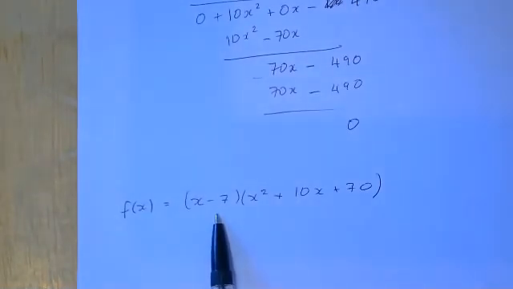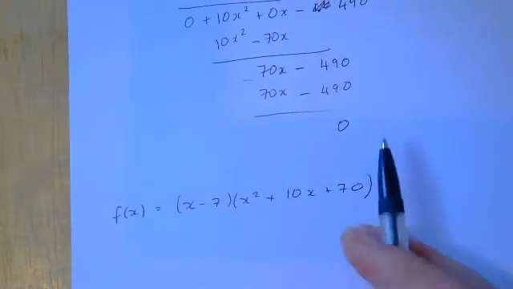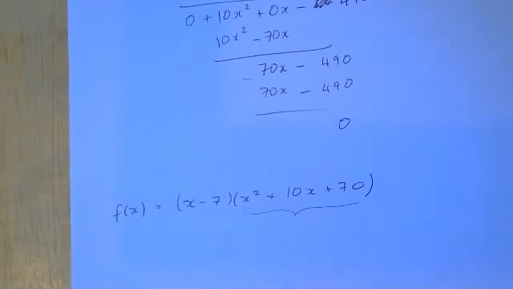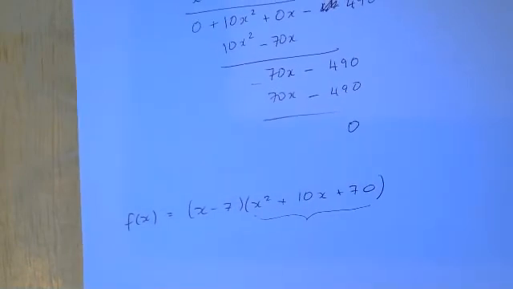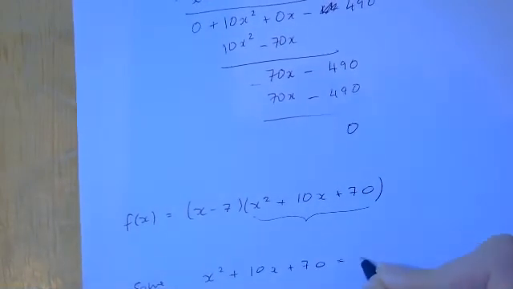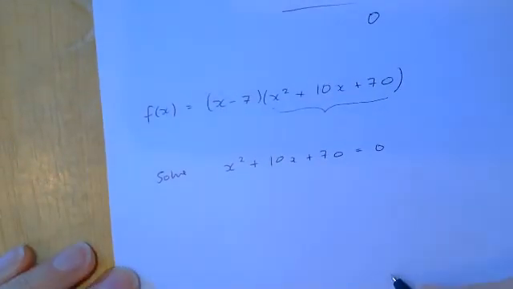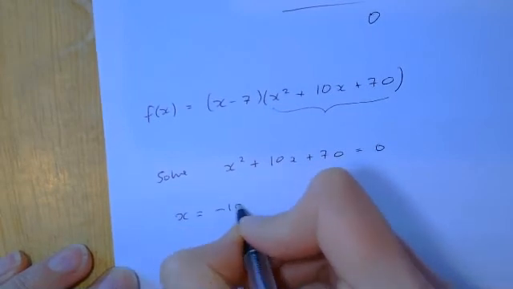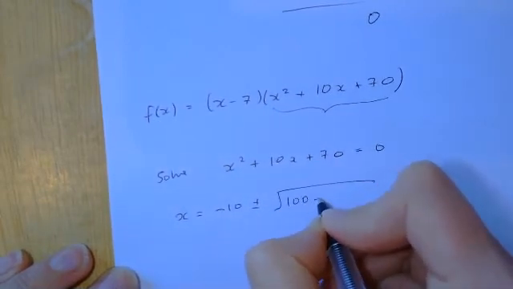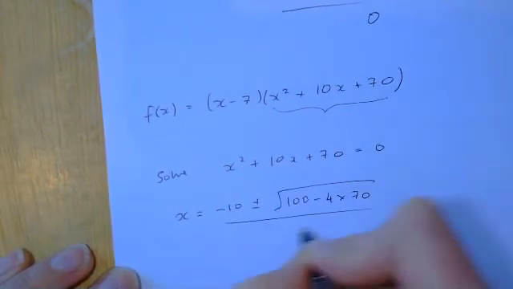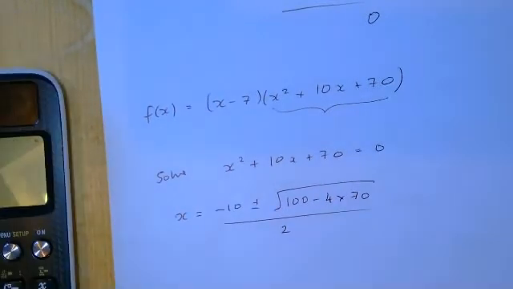Right, so this is one solution. The question says to show that it's got no other real solutions. So our job is to show that this part doesn't have any other real solutions. So let's try and solve x squared plus 10x plus 70 equals 0. Right, let's solve that and see what we get. I'm going to do the quadratic formula. Minus b plus or minus the square root of b squared minus 4ac all over 2a.